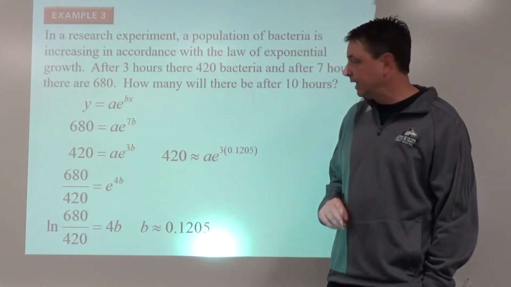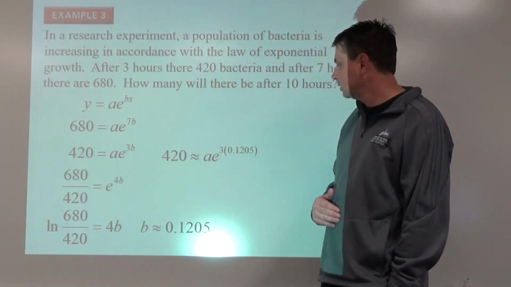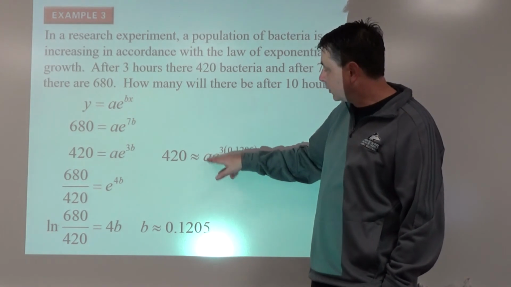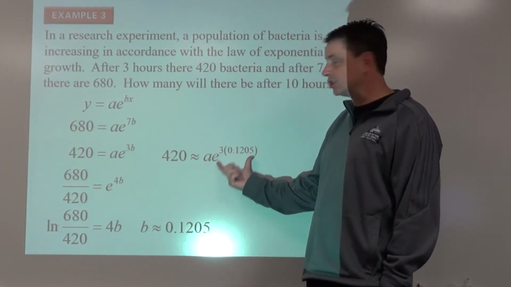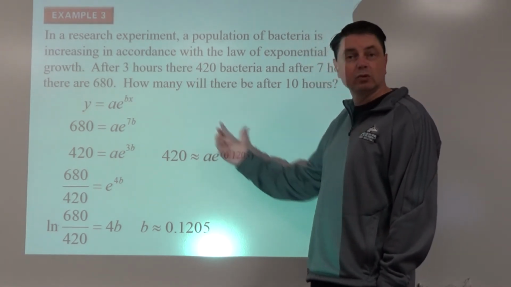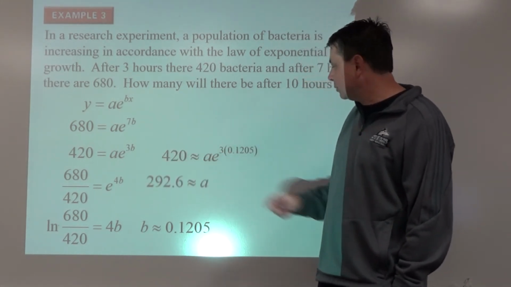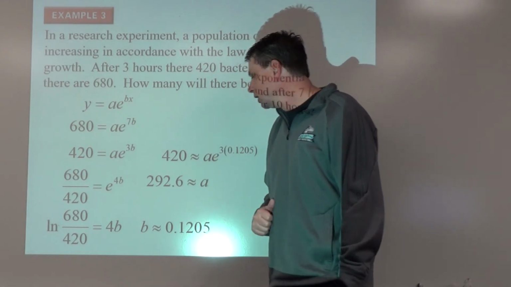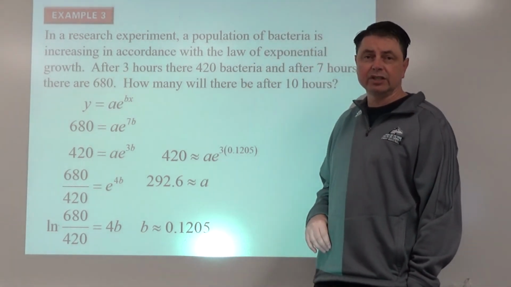And then from there, we need to solve for a. We can use either one of these equations, it wouldn't matter which, and we replace b. Now we're going to solve for a. E to this power is just a number, and we're talking about a times this, so we're just going to divide both sides by this number. 420 divided by e to that power. And you get about 292.6. Again, that's rounded to 4 significant digits.